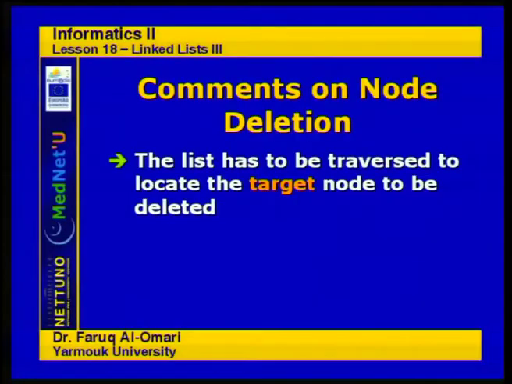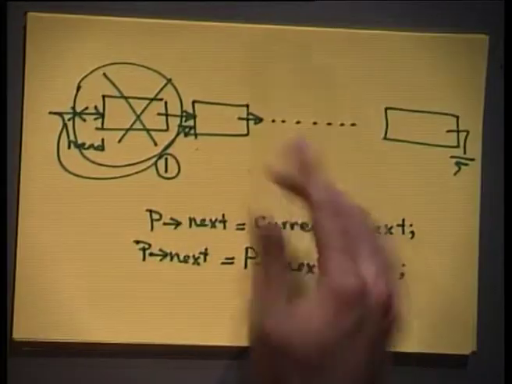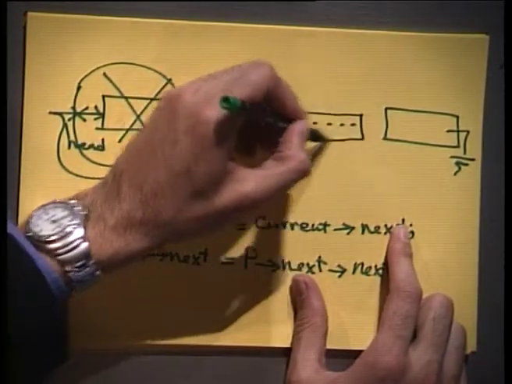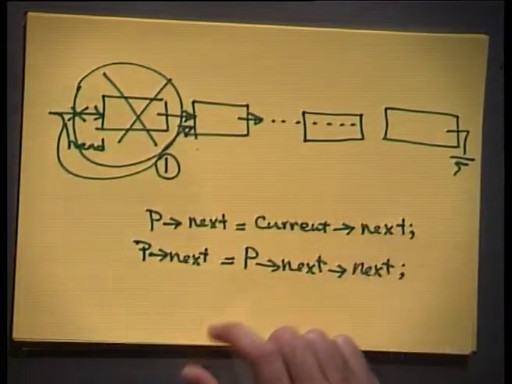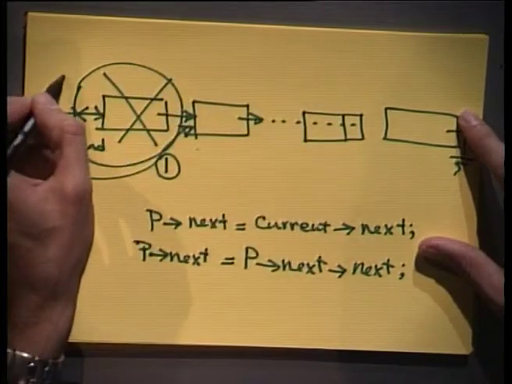Comments on the node deletion process. The list has to be traversed to locate the target node to be deleted. And that's by going from the very beginning till I find the target and make current point to it. Let's say this is my target. Okay? So if that's my target, then I traverse from the very beginning.